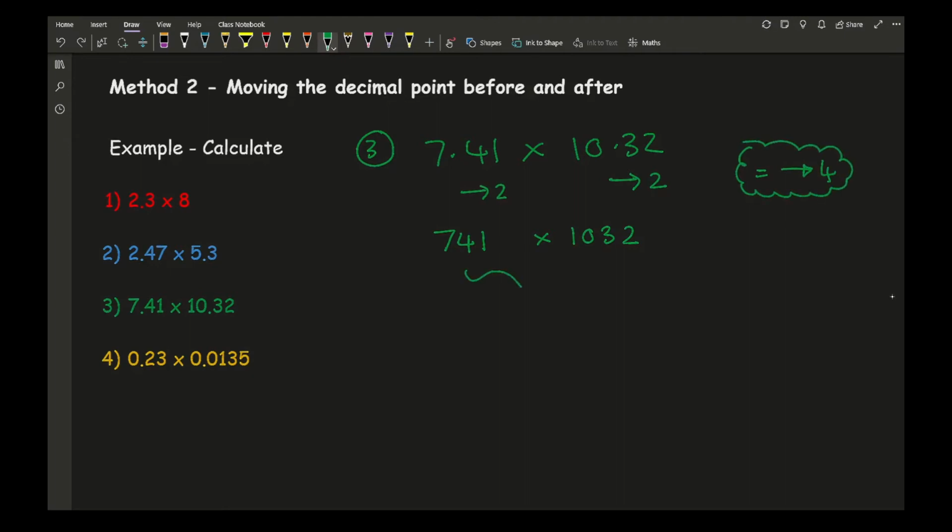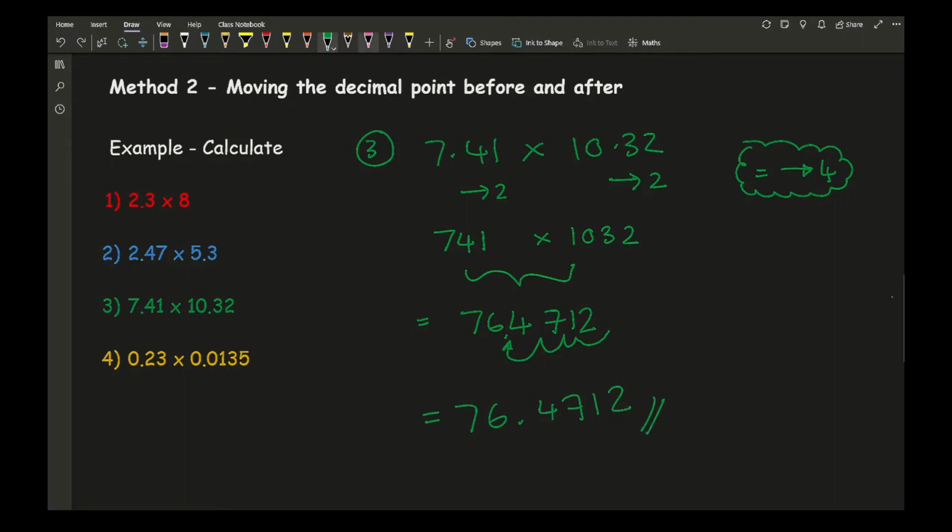Now, if I work this out in any which way of multiplying that floats your boat, we get 764,712. Now, if I move the decimal point 4 places back, so that's 1, 2, 3, 4, the decimal point is going to go there. I get the answer of 76.4712. And there is my final answer.